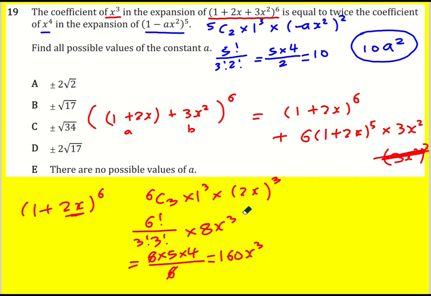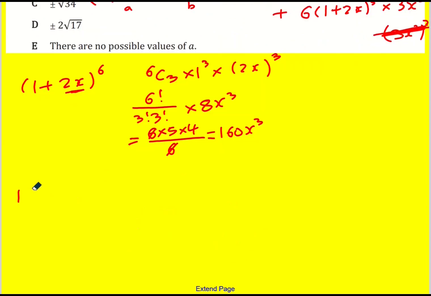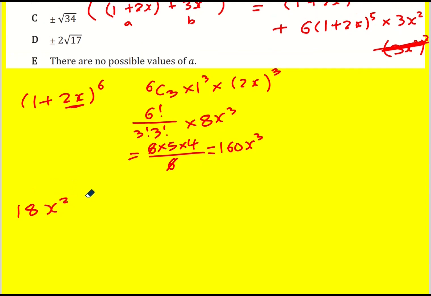And then for my other one, what was it? 18. Then it was x squared times 1 plus 2x to the 5. What I'm actually interested in now is just the x term from this one. Oh, sorry, I haven't raised it to the 5 yet. So that will be when I go with 5c1. Actually, again, that is just 5. So 5 times 1 to the power of 4.